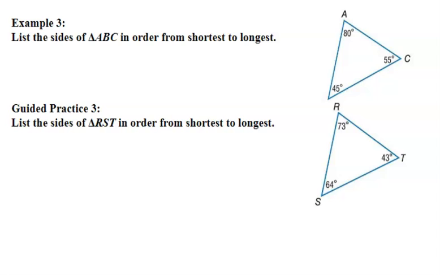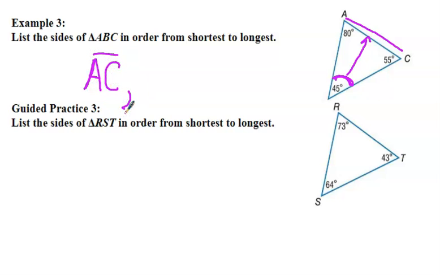Now we're going to do the opposite. List the sides of ABC in order from shortest to longest. What is the smallest angle? The smallest angle is 45 degrees. What is the side that's across from that? AC.